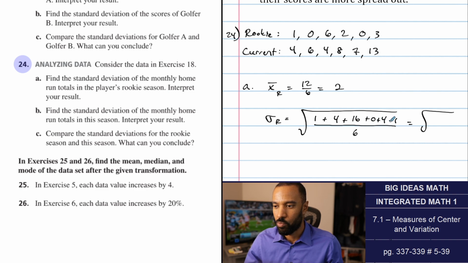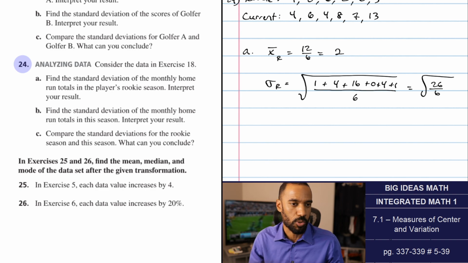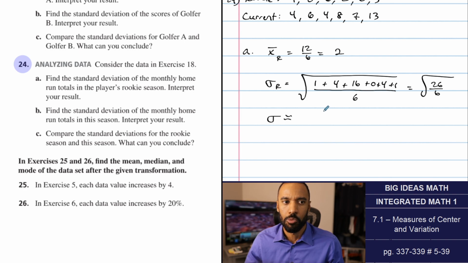1, 5, 21, 25, 26. 26 over 6. I'll just go from there, because that's going to be some sort of repeated decimal. So square root of 26 over 6. Now, this is kind of weird to talk about these as a whole, but this is around 2.08. It says 2.081. I'm just going to put 2.08.